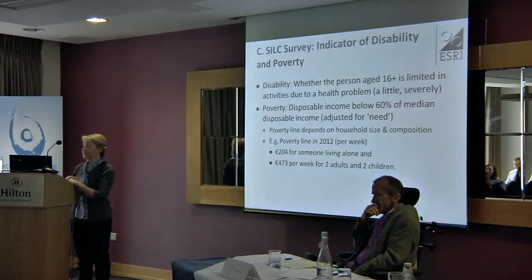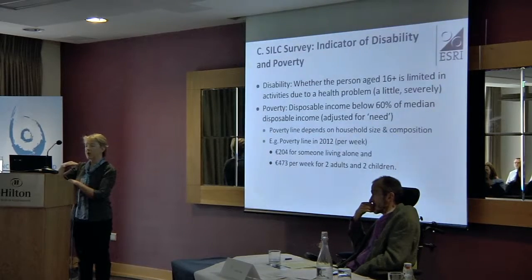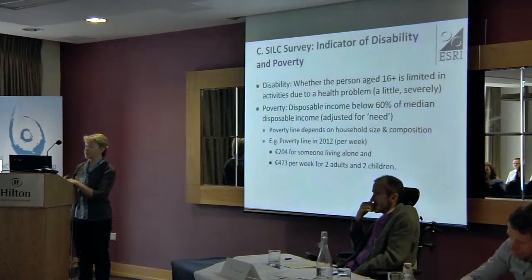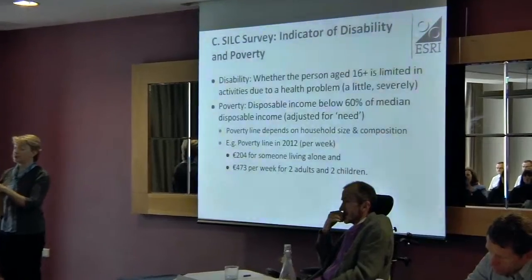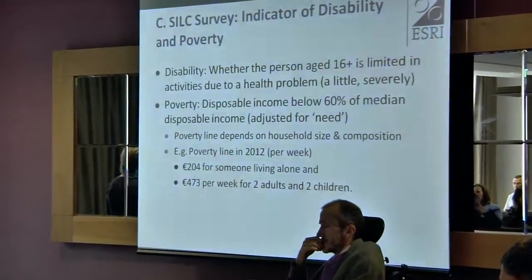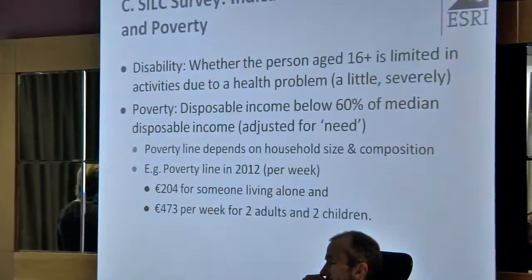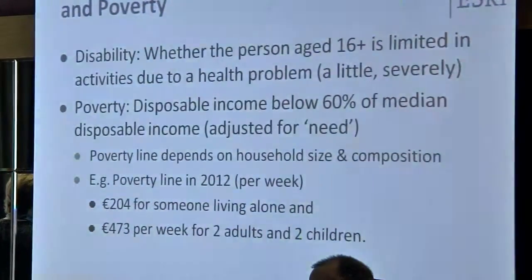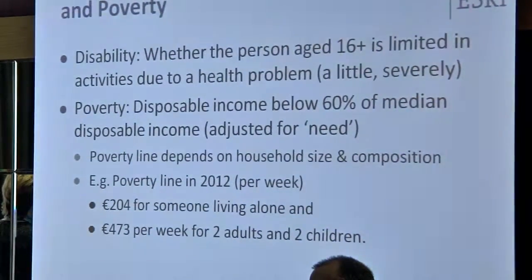So just as a for instance, the poverty threshold, or the line below which a household will be considered to be poor, depends on household size and composition. For example, in 2012, it would have been below 204 for a person living alone. That's take-home pay or disposable income, and below 473 per week for 2 adults and 2 children. That just gives you an idea of the level of income we're talking about.